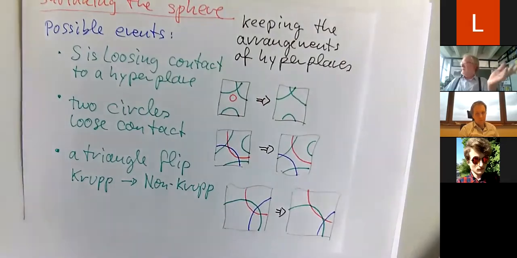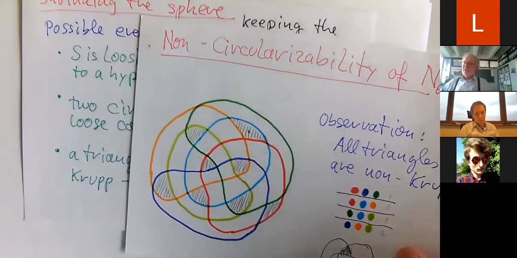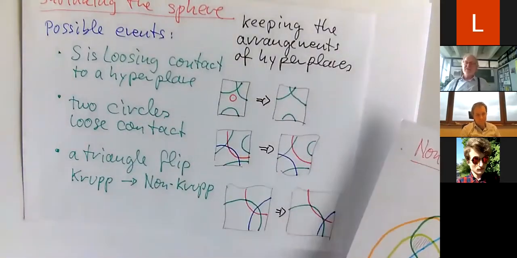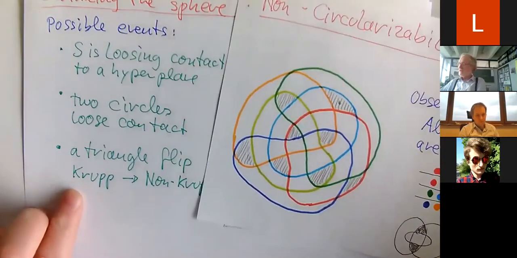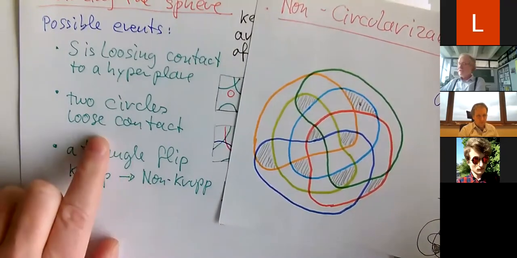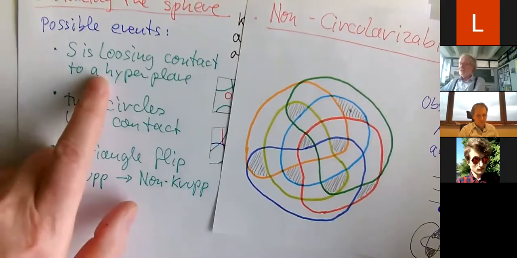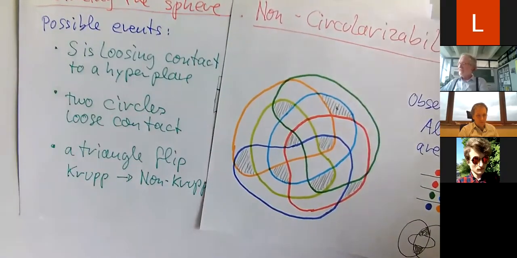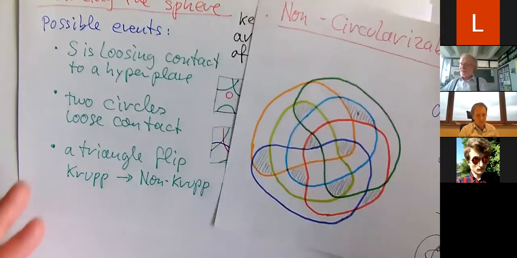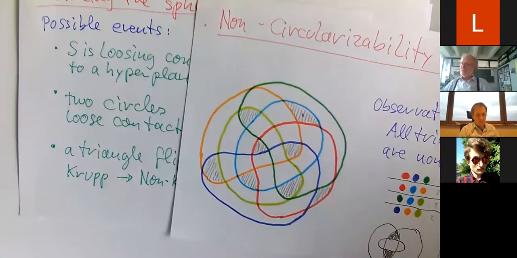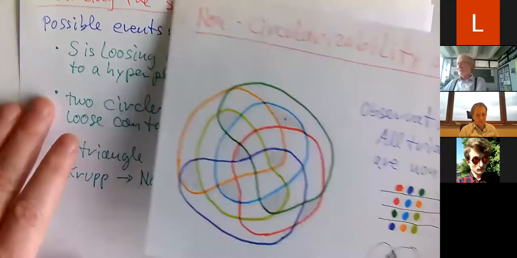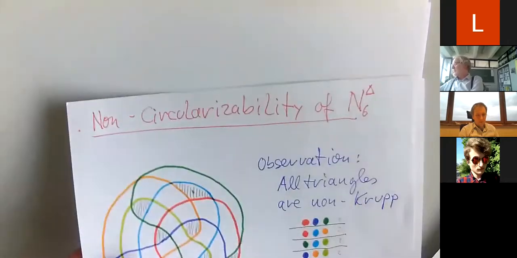But now if we think of our example, none of these things can happen. The last one cannot happen because all triangles are already non-Krupps. This cannot happen because we don't have digons, and this cannot happen because every circle has some intersections. So the example cannot be realizable by circles. Good.